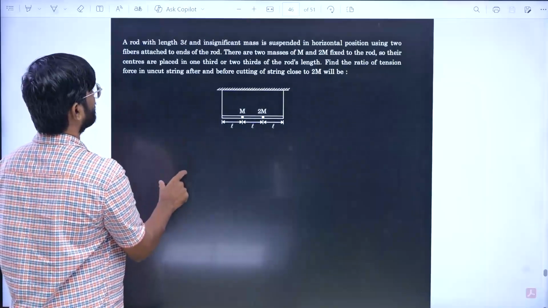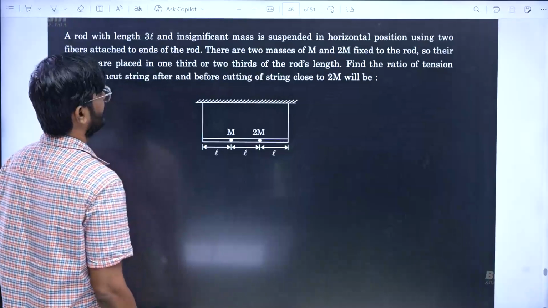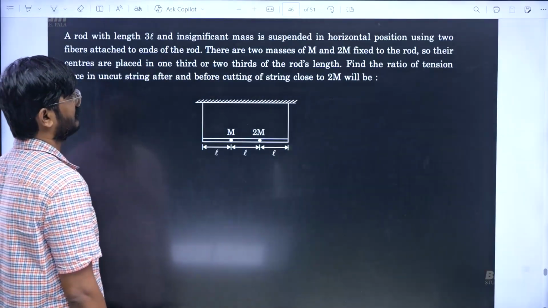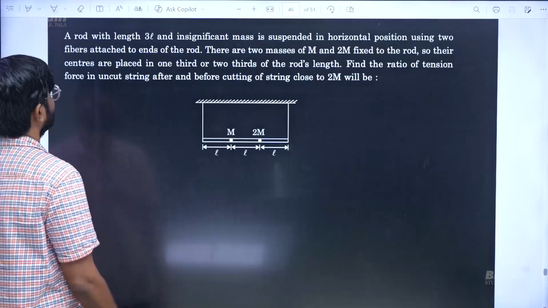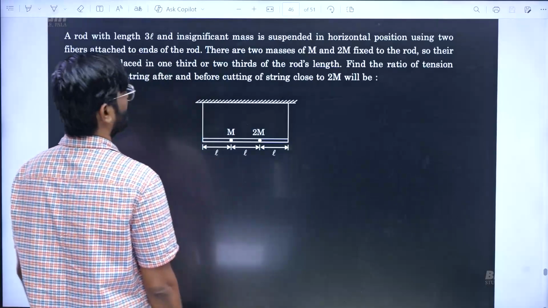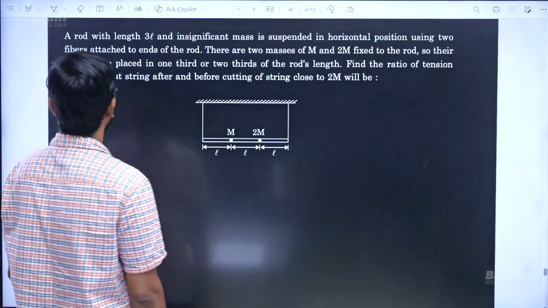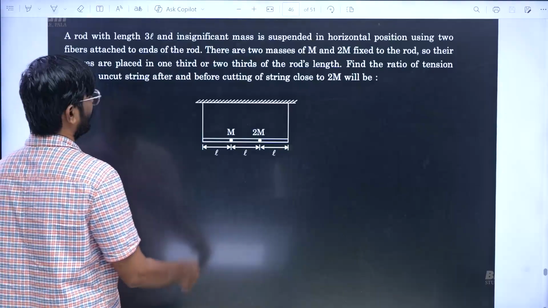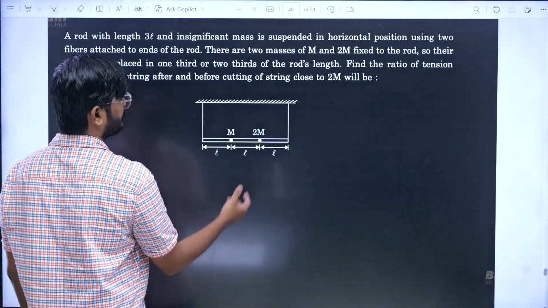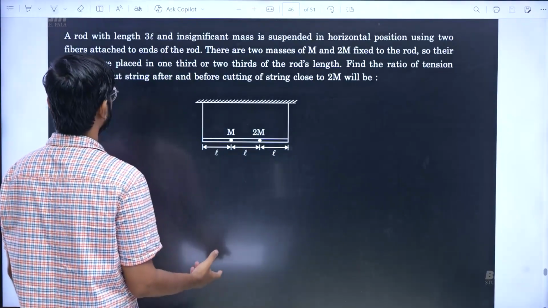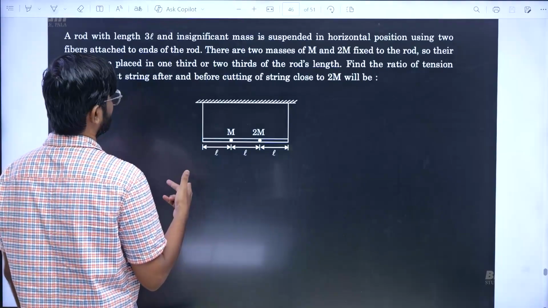A rod with length 3l and insignificant mass is suspended in horizontal position by using two fibers attached to the ends of the rod. There are two masses m and 2m fixed to the rod, so their centers are placed at 1/3 and 2/3 of the length of the rod. Find the ratio of tension in the force in the uncut string.